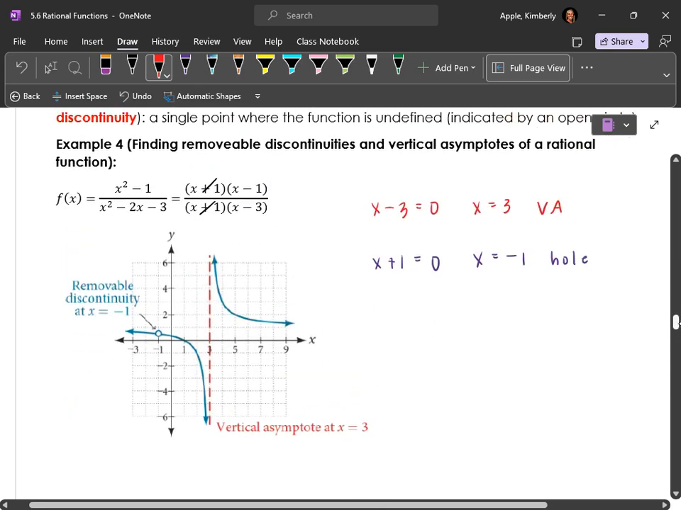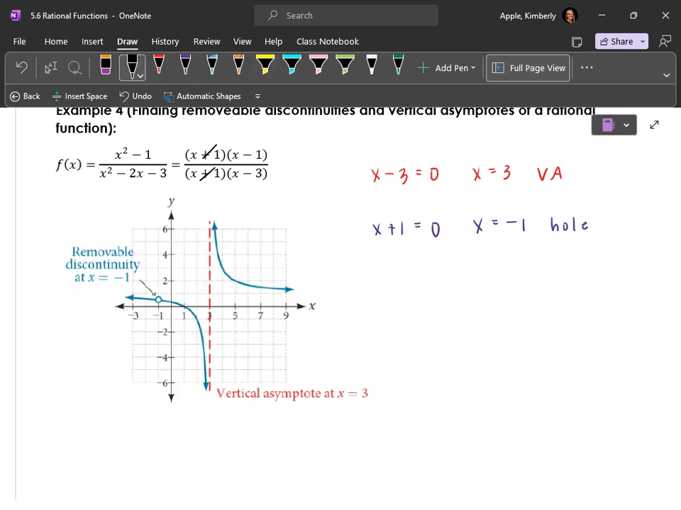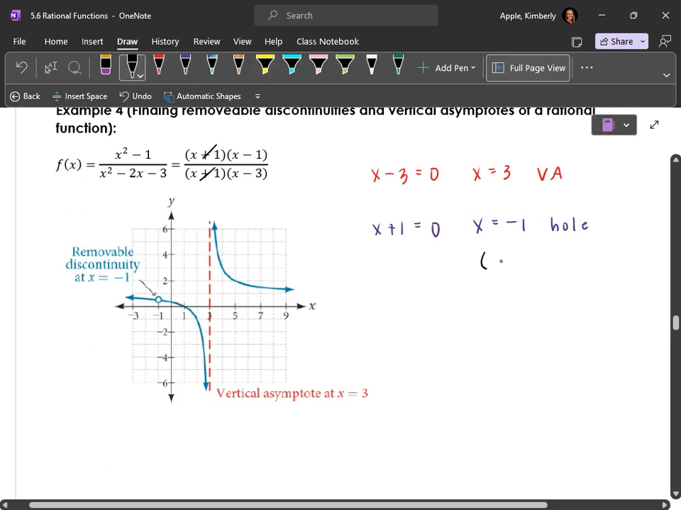One quick note: the hole is actually a single coordinate. If you want to find the y coordinate of a removable discontinuity, you just take this x and plug it back into the function that was left over after canceling the factors. So we're going to plug in the negative 1 to this. That would be negative 1 minus 1 over negative 1 minus 3. We would see that the y coordinate for this removable discontinuity would be 1/2. That gives us, instead of just the x value, the full coordinate location.